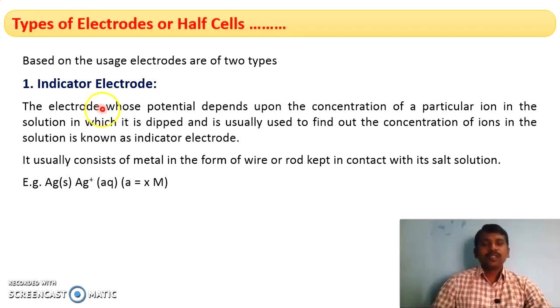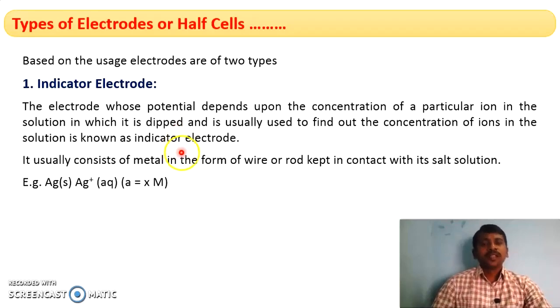An indicator electrode is the electrode whose potential depends upon the concentration of a particular ion in the solution in which it is dipped. If we dip an indicator electrode into a solution, its electrode potential depends on the concentration of the ion present in the solution. Such types of electrodes are called indicator electrodes, and these are mainly used to determine the concentration of ions in sample solutions.